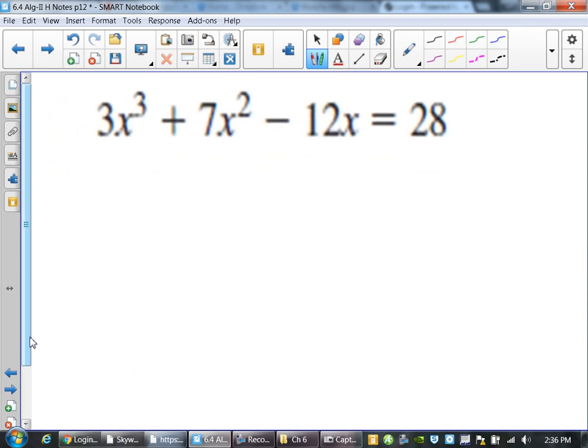Let's do a group one. Three x cubed plus 7x squared minus 12x is 28. Obviously, the first thing you have to worry about is getting one side equal to 0, so you have to move the 28. What I would do a lot of times with these types of problems, when I'm reading them in the book and writing them down on paper, I would just move the 28 right away as I'm writing it down. You have to do it anyway.